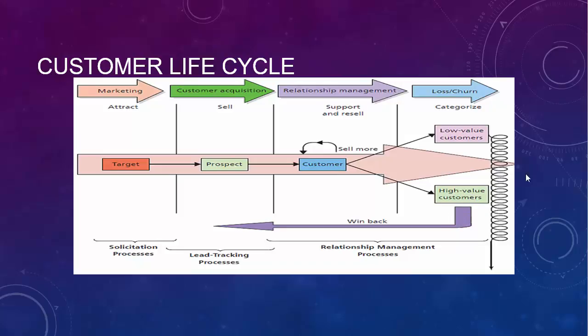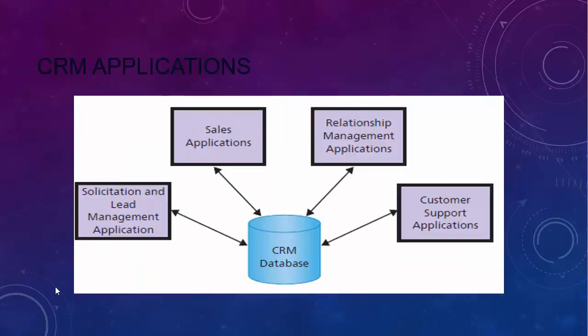And so the only thing that's probably a little different here is this: when we have loss and churn, we're actually going to try and win back those customers, and then you see that right here. And so that relationship management process will help us do that, and that's what it's designed to do. And this graph, or this slide, shows us how all those different applications are integrated into one database. So the database is holding all the data, and then the different applications will then use that.